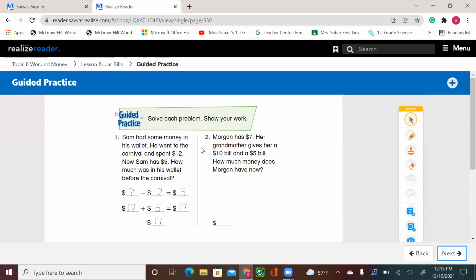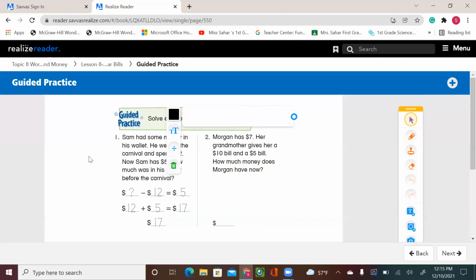All right, let's see number 2. Morgan has $7. Her grandmother gives her a $10 bill and a $5 bill. How much money does Morgan have now? So this is easy. She has 7. Her grandmother gave her 10 and then 5. So I can see that this is a one-step problem. I know that I need to add the $7 and the $10 and the $5 together to get the total that Morgan has. Let's put this down.